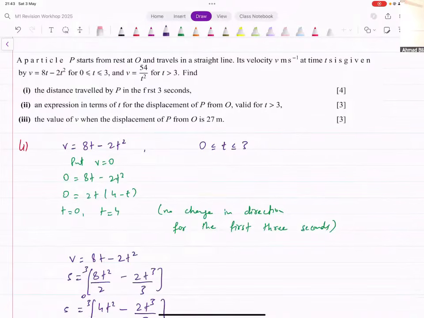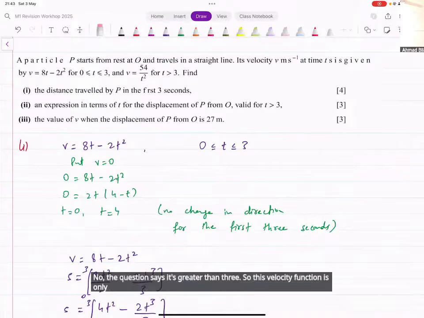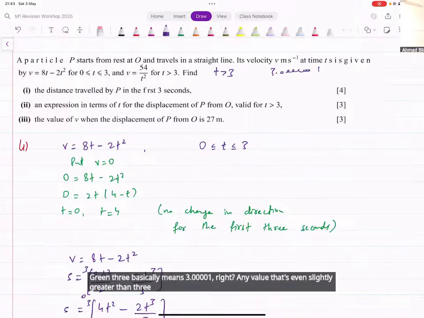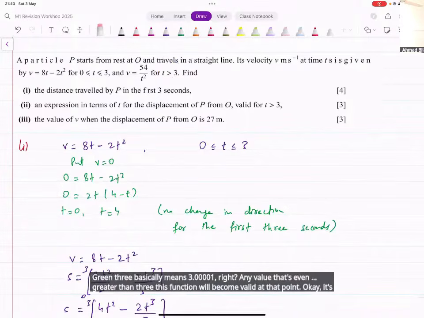No, the question says it's greater than 3. So this velocity function is only valid from when time is greater than 3. Greater than 3 basically means 3.0000001, right? Any value that's even slightly greater than 3, this function will become valid at that point. Okay, it's coming very soon.